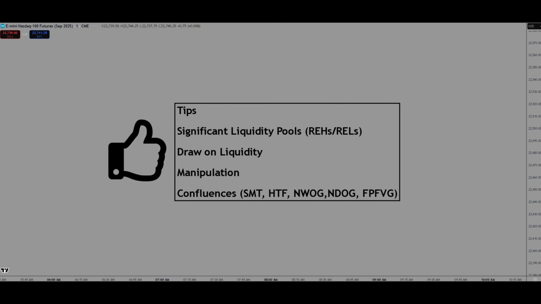Manipulation is key. You need to wait for price to fake out all retail traders, as this is a signature that price is then able to reverse. Without manipulation, there is no trade. Confluences that can make this strategy even better are utilizing SMT, higher time frame narrative, new week opening gaps, new day opening gaps, first presented fair value gaps.